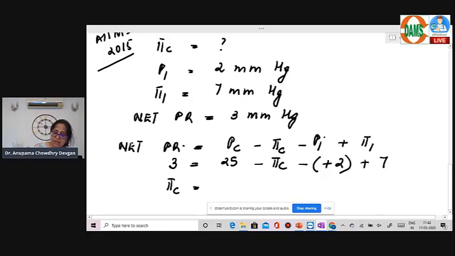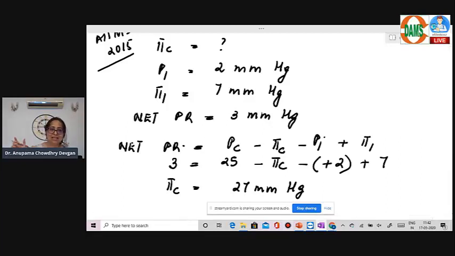So pi C is equal to 27 millimeters of mercury. Please remember the formula. The net pressure is PC minus pi C minus PI plus pi I. If PI is given as a negative force, substitute it as a negative force, -1, like I told you, the normal value. In this question, PI is given as a plus force, +2. So substitute PI as +2 and you will get the answer accordingly.